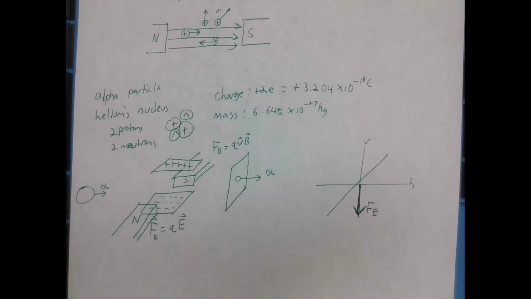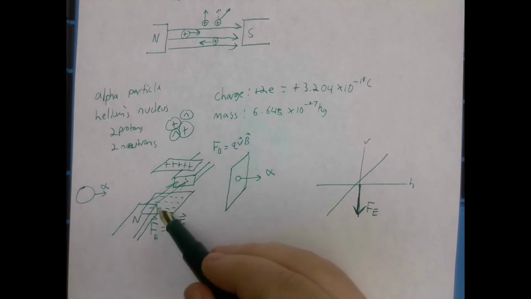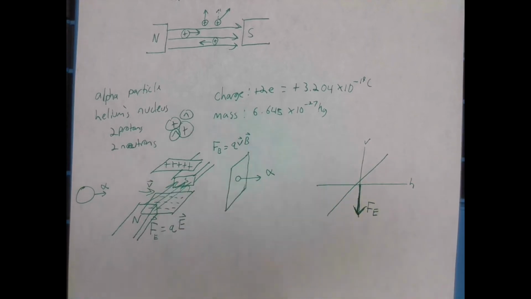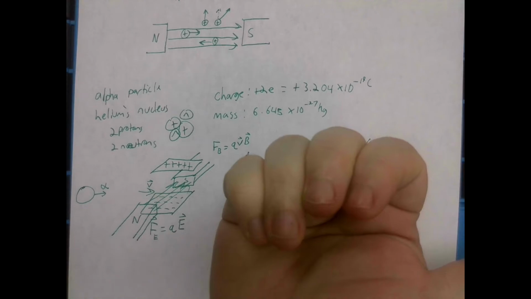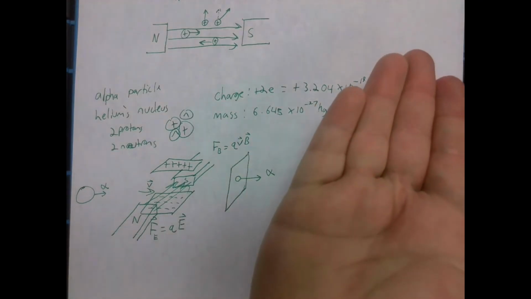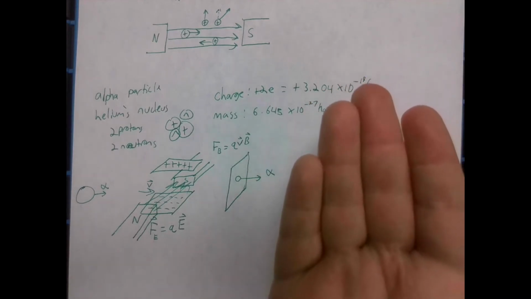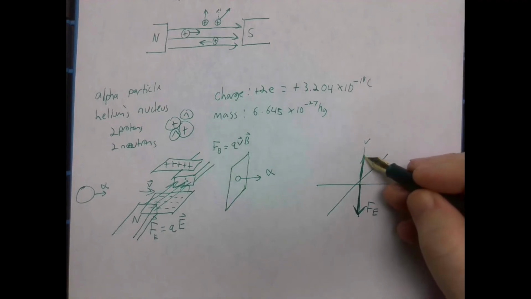And what direction is going to be the magnetic force? The magnetic field is going to be pointed in this direction. The velocity is pointed in that direction. So if I point my thumb in the direction of the velocity, and my fingers in the direction of the magnetic field, my palm points in the direction of the force. So it'll be upward toward these plates. So the magnetic force is upward.